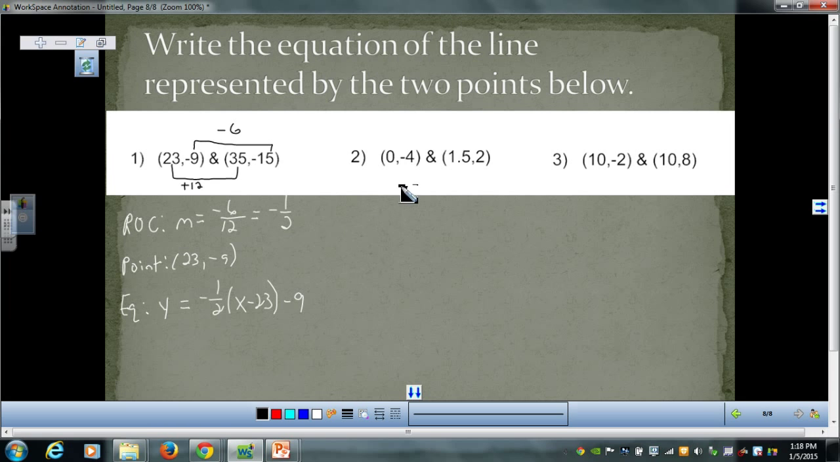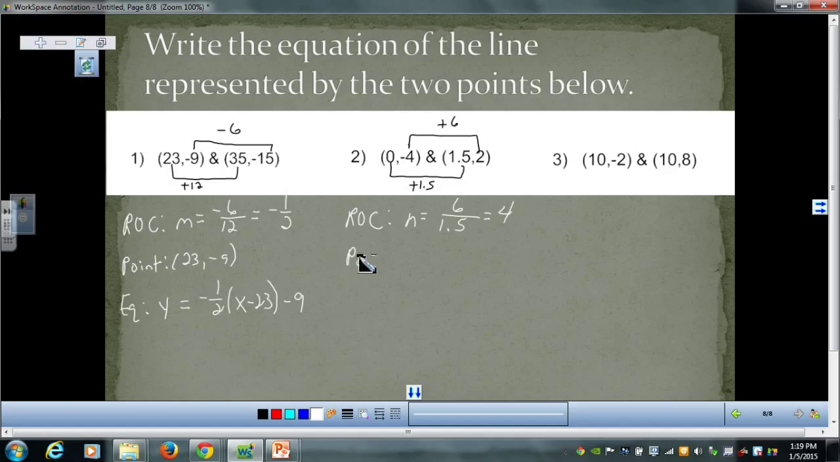All right, if we look at example 2, if I go from -4 to 2, I went up 6 in the y direction. From 0 to 1.5 is an increase of 1.5. So what I know is my rate of change is my change in y over my change in x. And if I divide that out, I get 4.